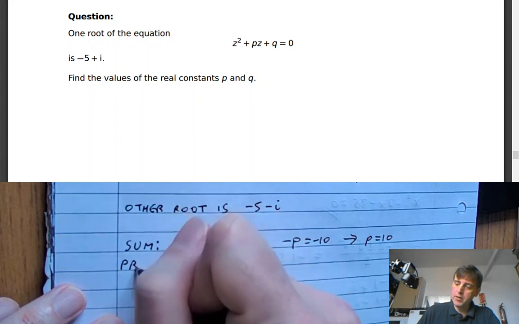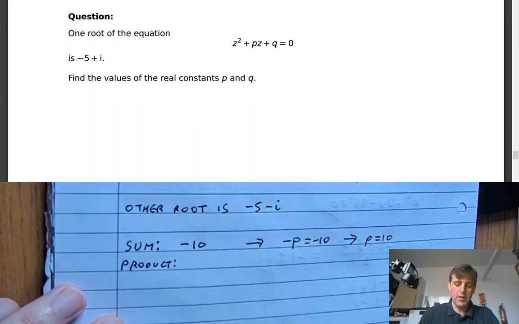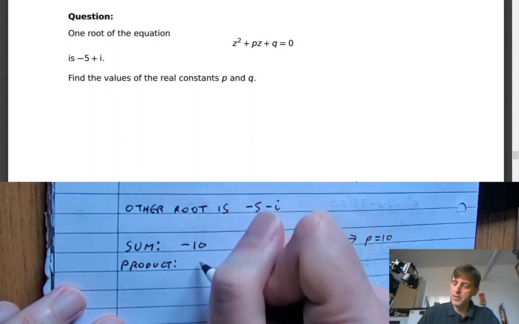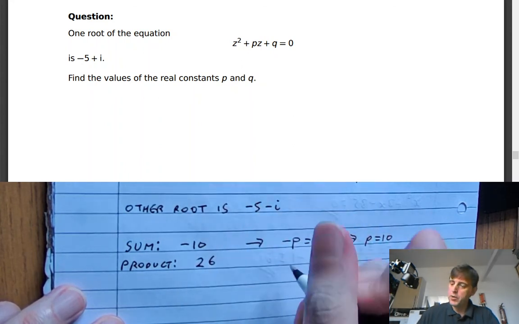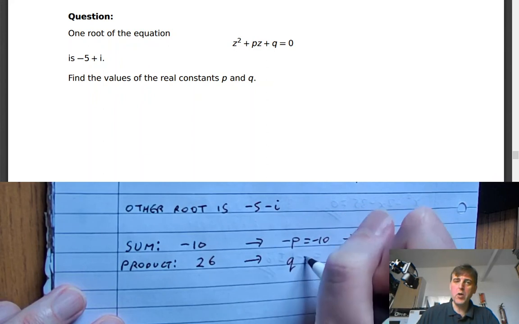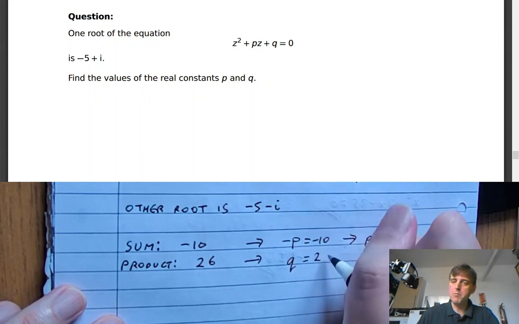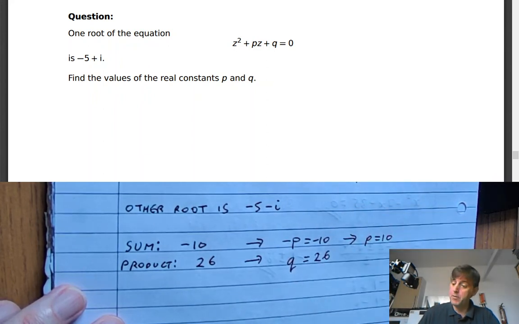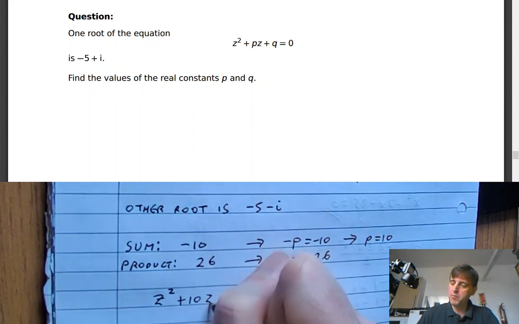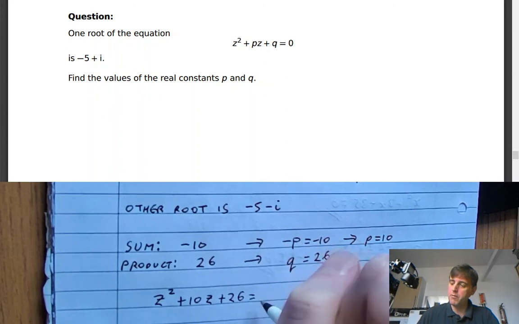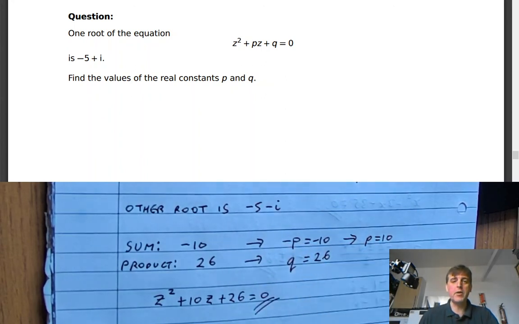Moving on to the product. When you multiply those two roots together, you should have ended up with 26, which tells us straight away that the q in our equation must be 26. So if you wanted to write down the actual equation itself, you would end up with z squared plus 10z plus 26 equals 0. That must be the quadratic equation with the root minus 5 plus i.